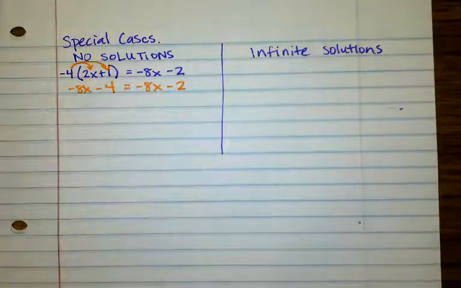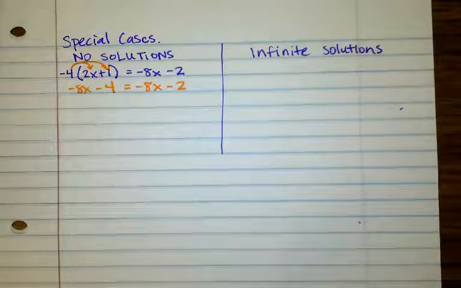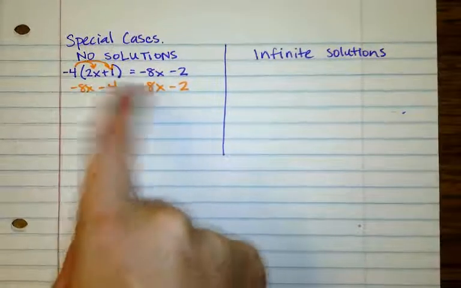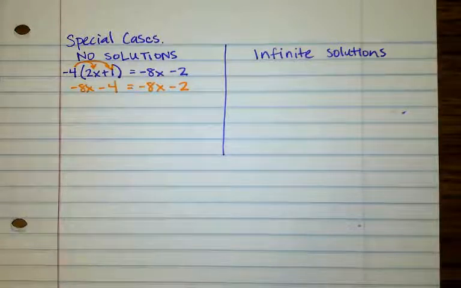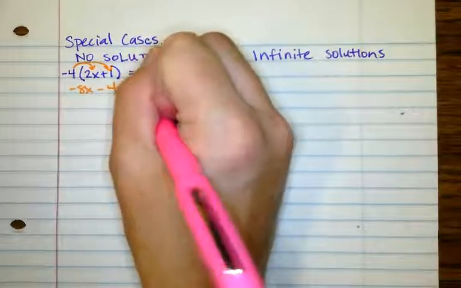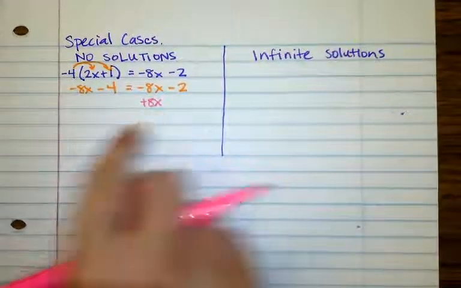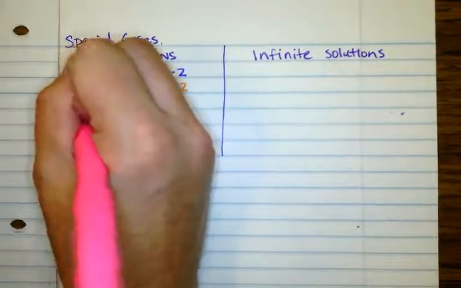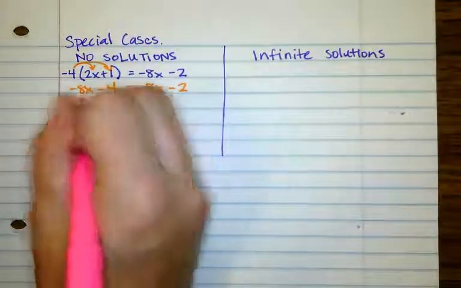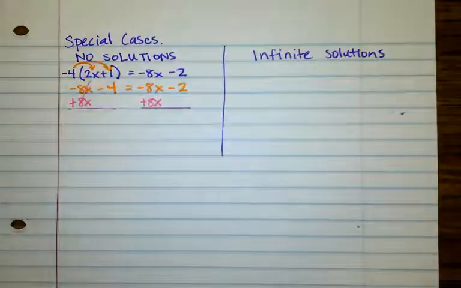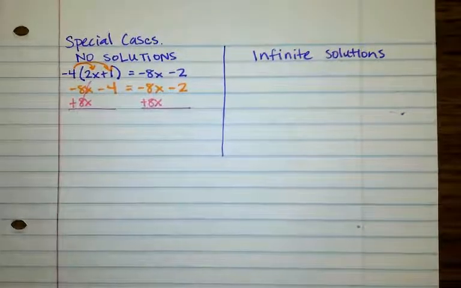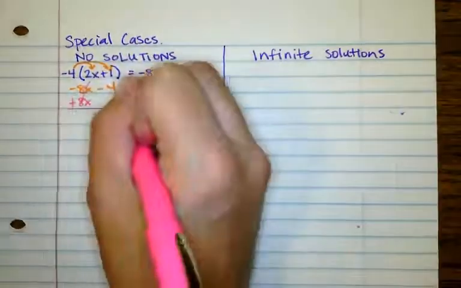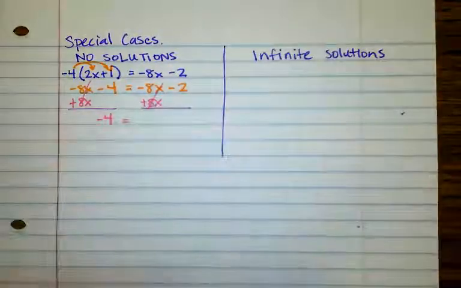Next, we need to combine like terms. Is there anything to combine on the left or on the right? No. So our next step is to move our variable terms. I'm going to add 8x to cancel this out and bring it over to the left. But what's going to happen? Both of our variables cancel out. So that just became 0x, or 0. Those cancel out, and we're left with negative 4. These cancel out, and we're left with negative 2.